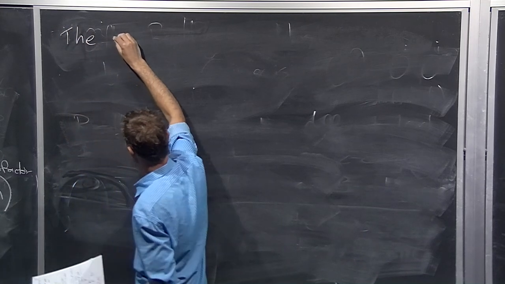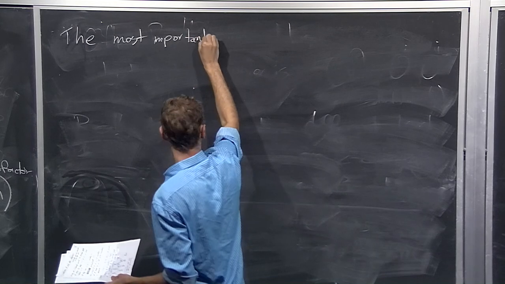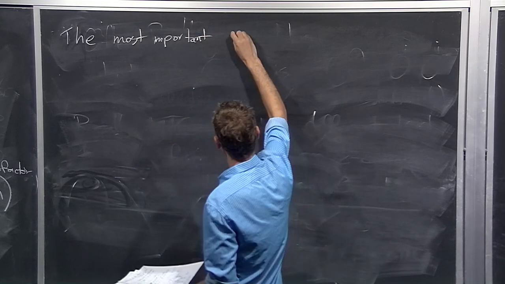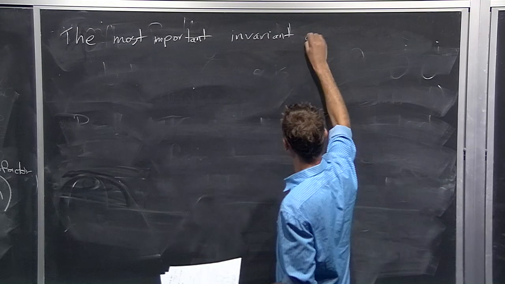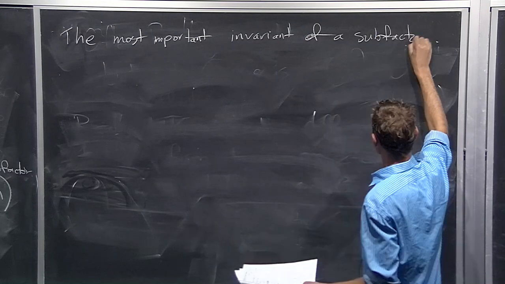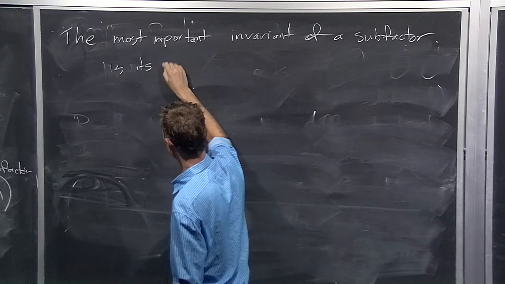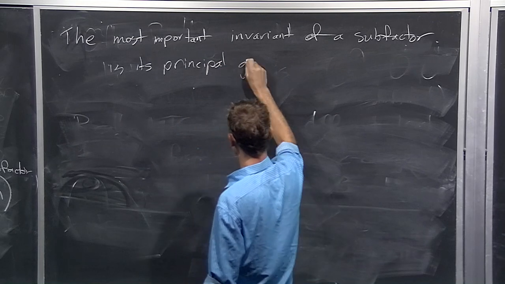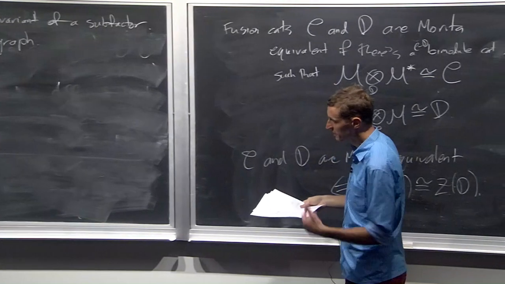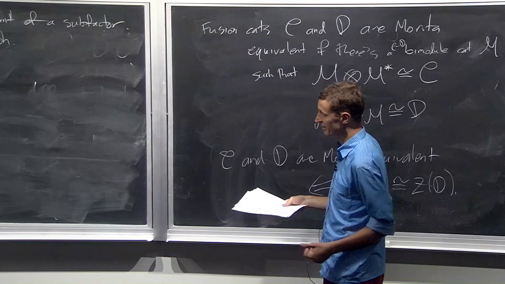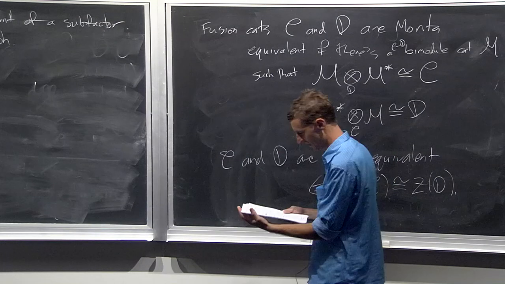The most important invariant of a subfactor is its principal graph. And I need to explain this to you for two reasons. One, because I want to explain a little bit about how the actual process of doing classifications works, and secondly, so that you can understand the results that I show in a moment.